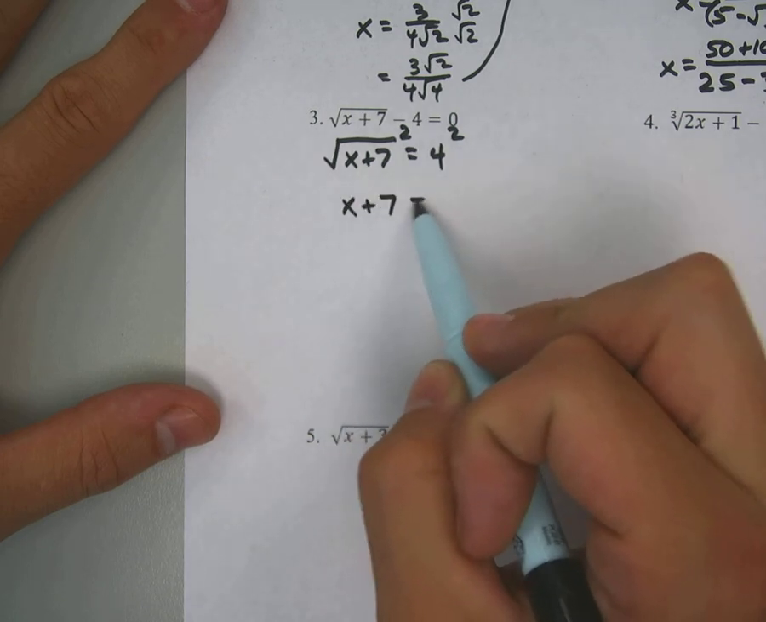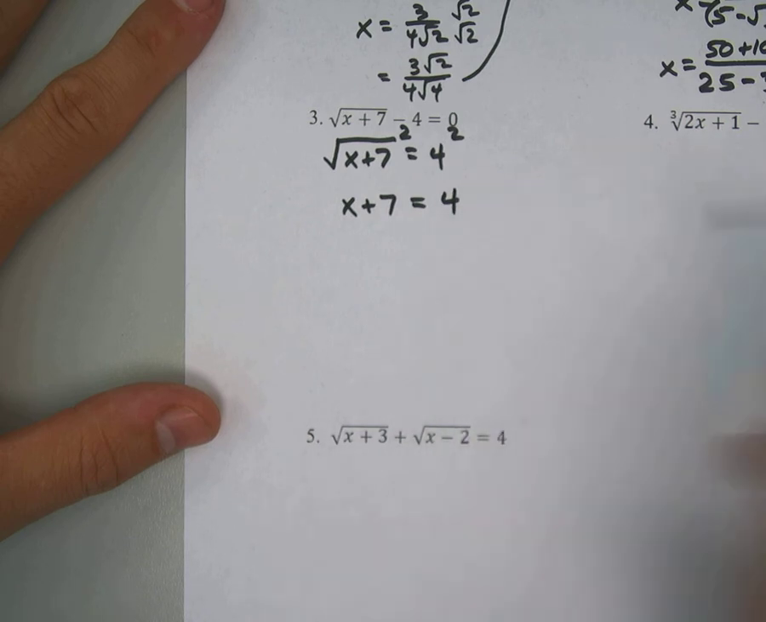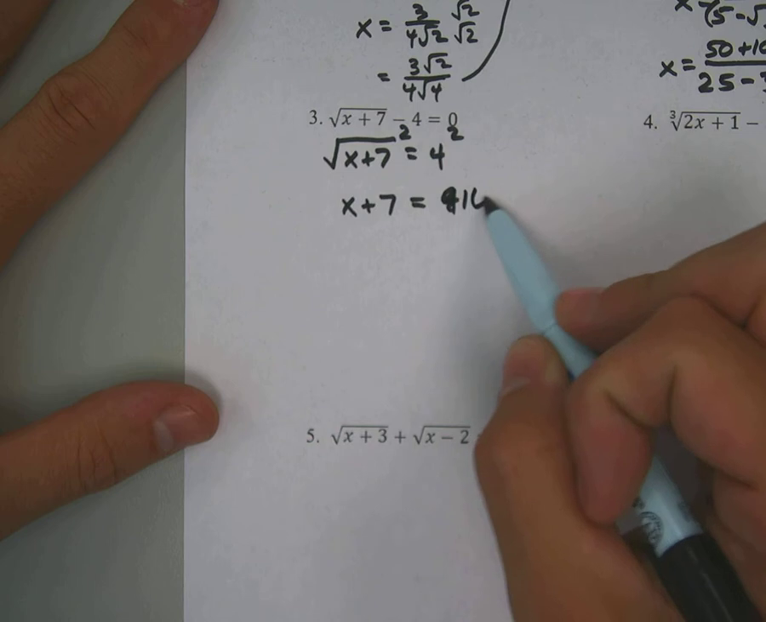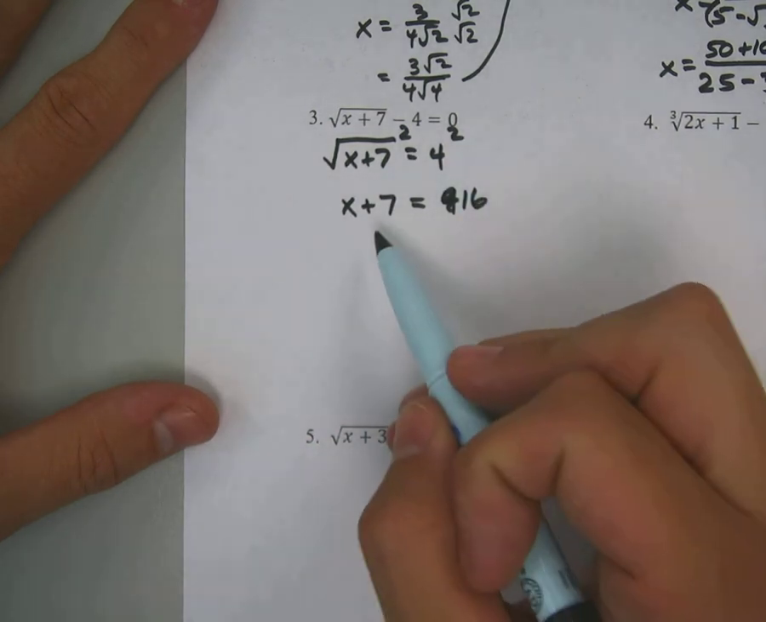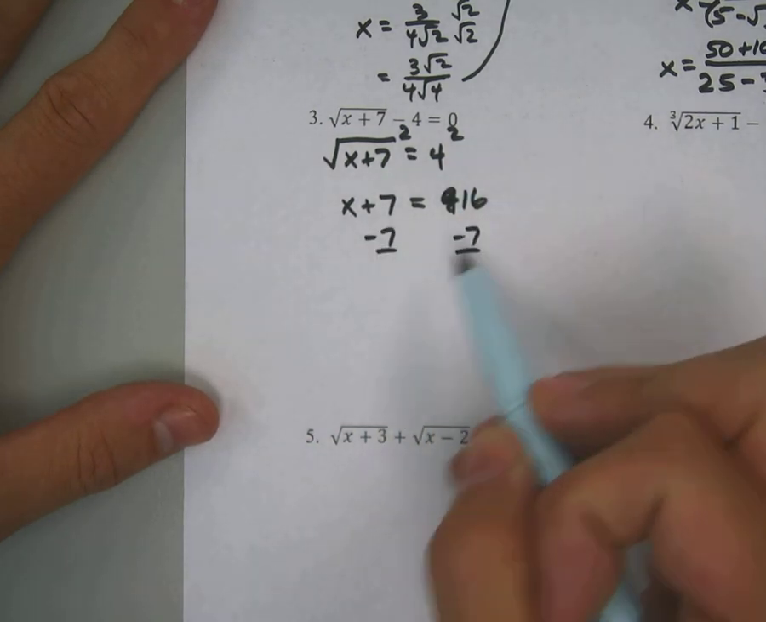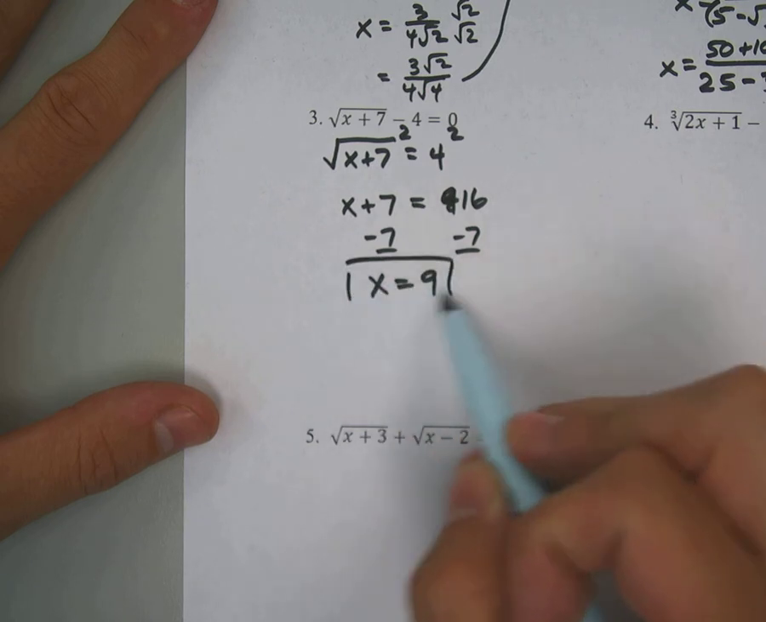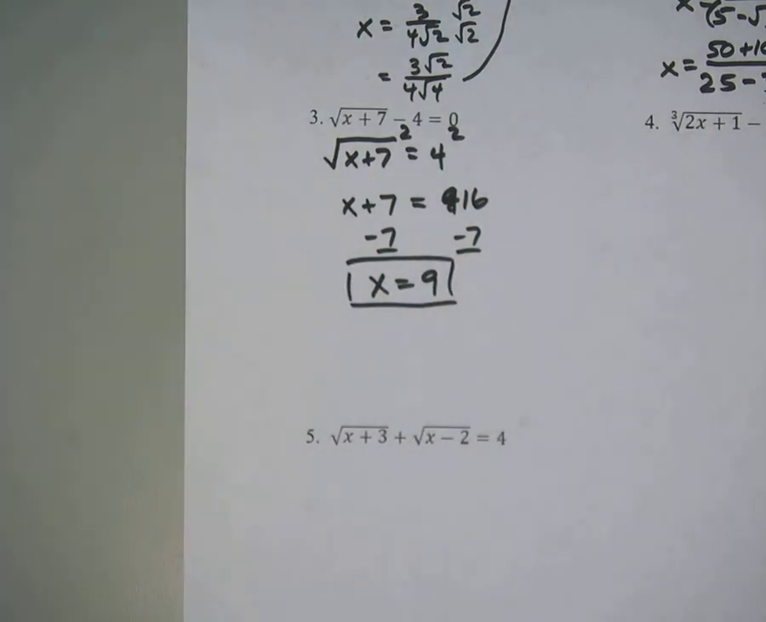So when I do that, you end up getting x plus 7 equals 4 squared, which is 16. And then that's easy enough. We can just subtract 7. X equals 9, just like that. Easy enough. Okay, sometimes they are easy like that.